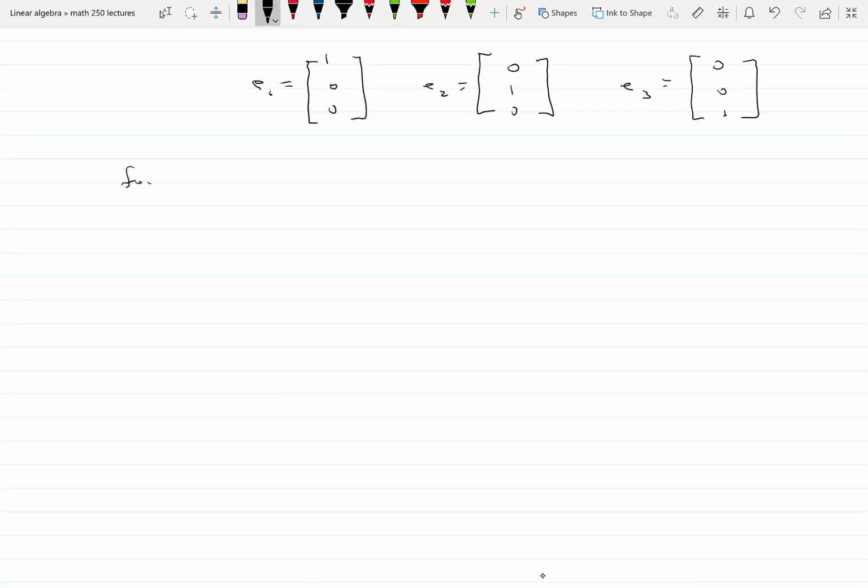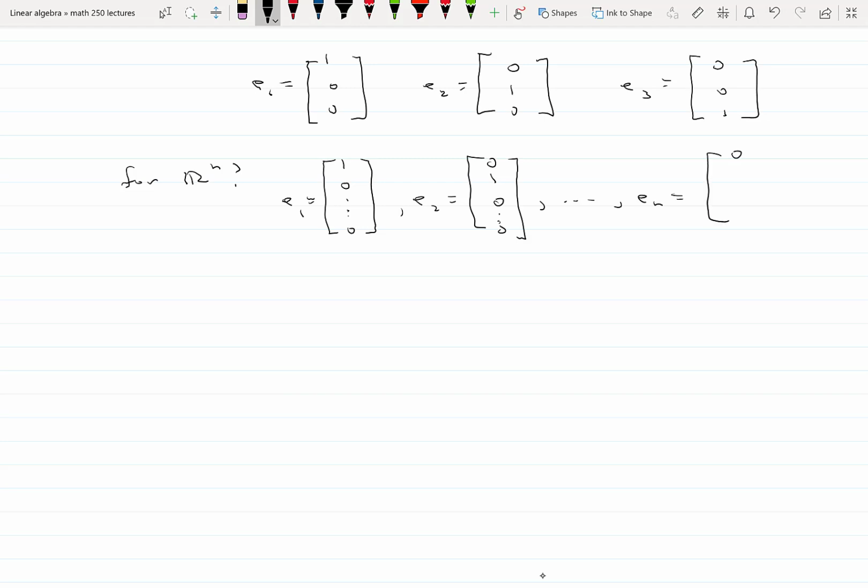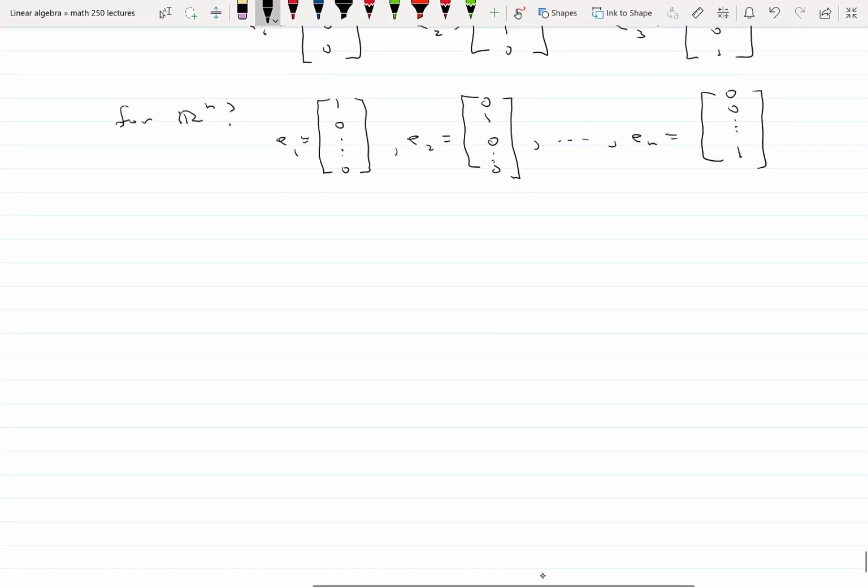Okay, so for Rn, the standard basis vectors are E1 equals 1, 0, dot, dot, dot, 0, with n entries there. E2 equals 0, 1, the rest are 0, etc. E sub n equals 0, 0, dot, dot, dot, 1. N entries in each column vector. So very, very commonly we form a standard basis by setting one entry, or one component, or one coefficient equal to 1 and the rest 0. If that didn't make sense, it will very, very soon.